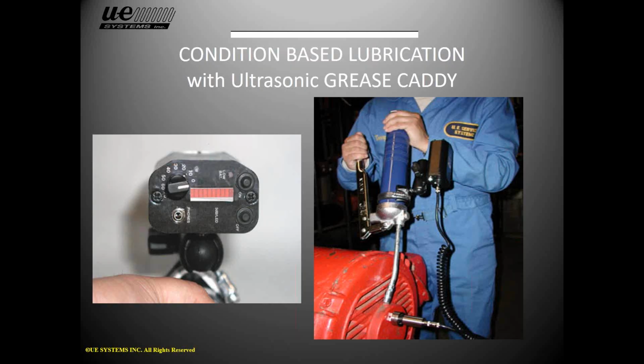Here's the UE grease caddy. This is a tool you actually strap on a grease gun. You can see the technician here has a magnetic sensor on the motor bearing. When he puts it on and it's in the red, if there's some noise, as he lubes this little bar chart can turn to green. And if you over grease it, it starts going back to red. So you can put the exact right amount of grease in, and you actually know if the bearing needs grease.